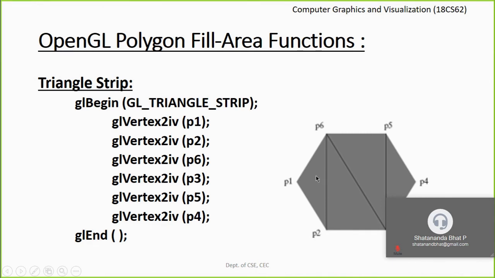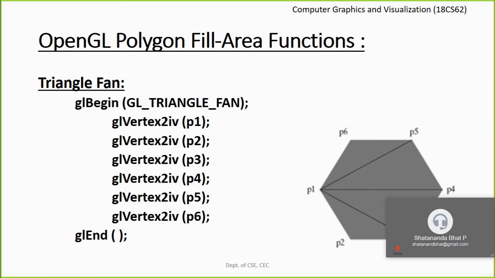Second triangle will be drawn taking into account this edge connecting P2, P6, and this P5 or P6, and so on, P3, and so on. So it basically forms triangles, making reuse of the triangle edges there. There is a reuse of triangle edges and the vertices. That is the GL triangle strip.